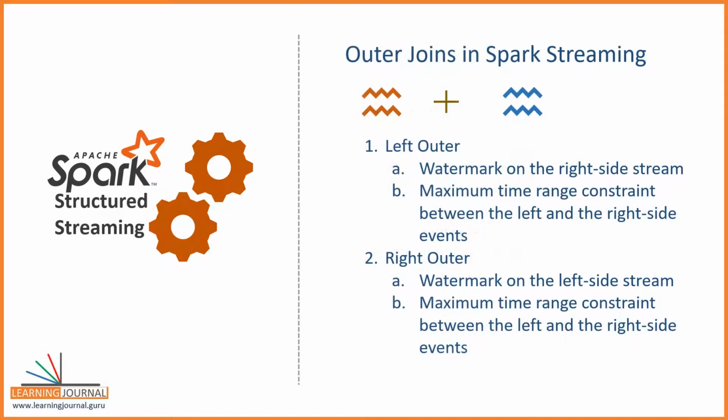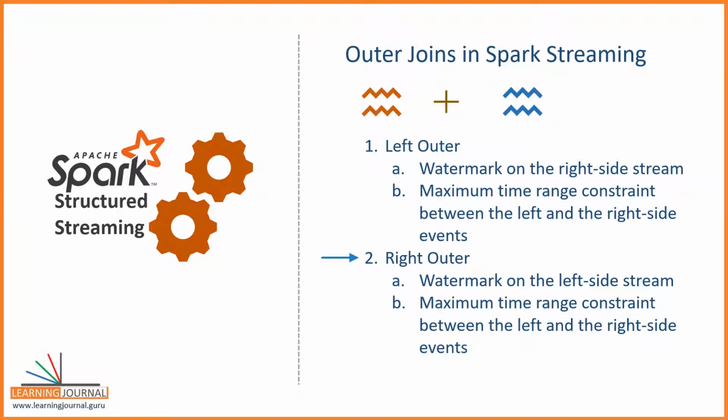Now let's come to the stream to stream joins. You can apply left outer joins if you meet the following two conditions. You are implementing a watermark on the right side stream. And you are implementing maximum time range constraint between the left and the right side events.